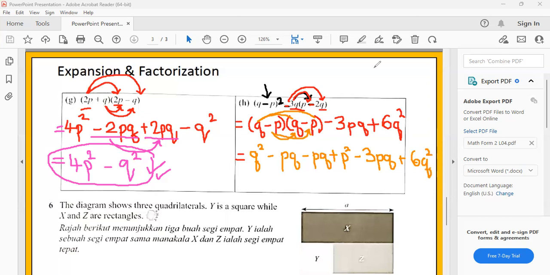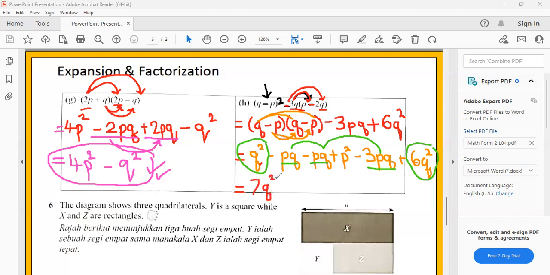Okay? So now, girls, you have got to group your like terms. Can you see q squared and q squared? These can be joined. Can you see pq, pq, pq? All these terms can also be joined. So let's start again by writing our answer. What is q squared plus 6q squared? Put in chat. How about Fatin? Can you help me? What is q squared plus 6q squared? Very good, Fatin.